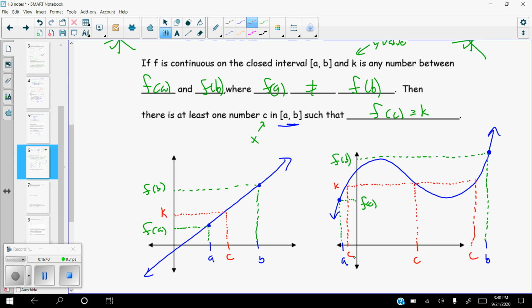It's not telling us that there just has to be one C, but there has to be at least one C that you're going to get a K value in between f of A and f of B. I know, could be a relatively confusing topic. This is something you're definitely going to want to look further into if you need to go back and rewatch it a little bit till it sinks in. But ultimately what it's saying is every Y value between the lowest Y value and the highest Y value on a continuous closed interval has to be taken into consideration somewhere. It will exist.